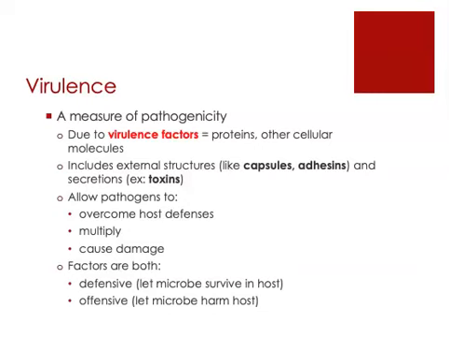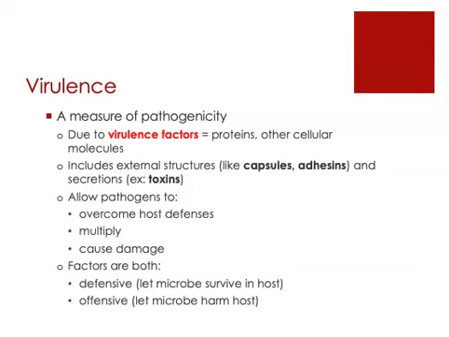There are also secreted molecules that microbes produce that increase their virulence, that can be thought of as virulence factors. And these include things like toxins. Anytime a pathogen is capable of manufacturing and secreting a toxin, its virulence increases. That toxin is a virulence factor.